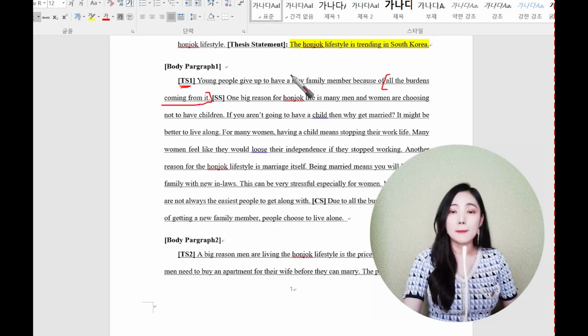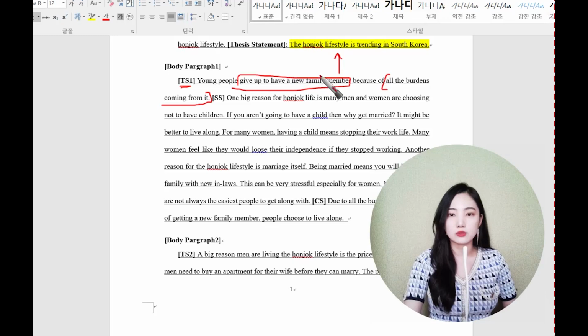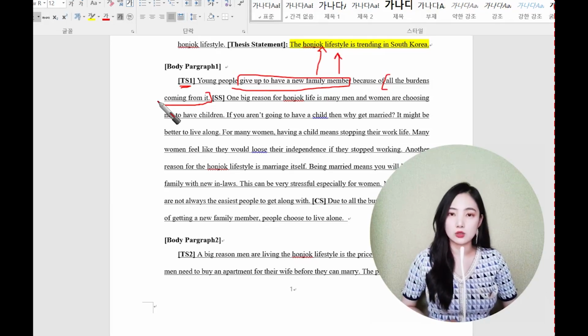That's one reason. So my topic sentence explains the reasons for why Honjo lifestyle is getting popular. So here you've got to include your topic and controlling idea. I didn't specifically mention Honjo here, but give up new family member, it's like Honjo. You can actually replace it with Honjo. And these are the reasons. So it's a good topic sentence that includes both topic and controlling idea. And here are some supporting sentences, which are examples, details, describing words and adjectives.